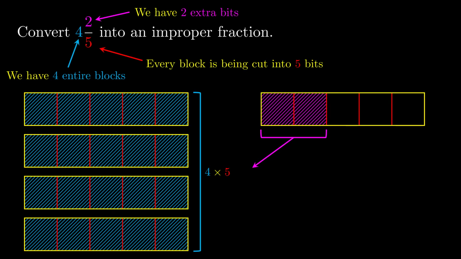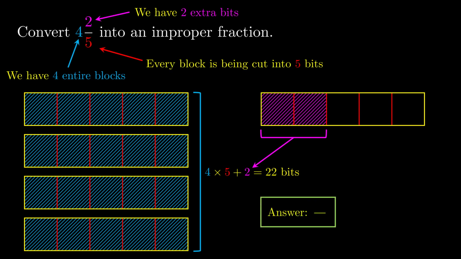Now we already had 4 times 5, and we want to add on these extra 2. And so 4 times 5 now we can know is 20. 20 plus 2 is 22 bits. Right, so that's counting up every bit we've shaded there. The blue ones on the left, there's 20 of them. The pink ones on the right, there's 2 of them. In total, there's 22 bits.